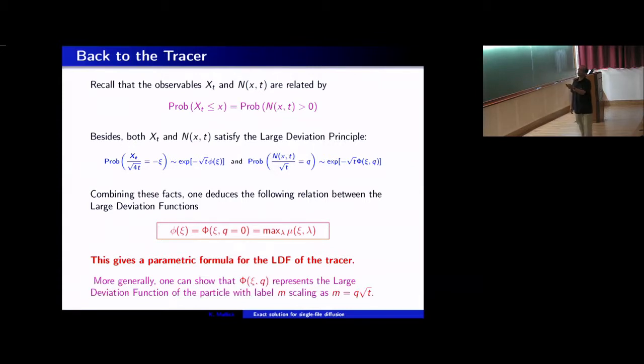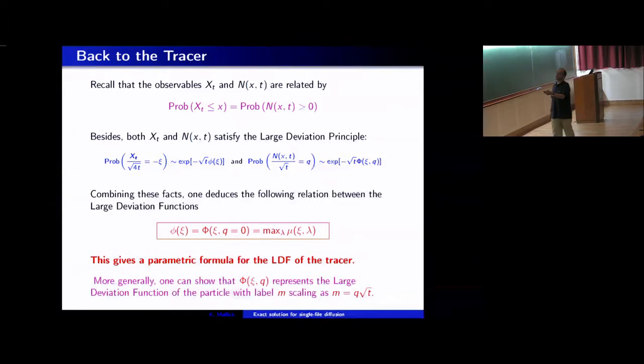Simultaneously, both the tracer position and the height variable satisfy a large deviation principle, thanks to Varadhan and Seppäläinen. Or for physicists, maybe we could just postulate that it's true, but they proved it. So in fact, by taking these two facts together, we can find a simple relation between the large deviation function of the tracer, which is the basic object I'm interested in, and the large deviation function of the height variable, which is the object we just computed, okay? Or we computed its Laplace transform.